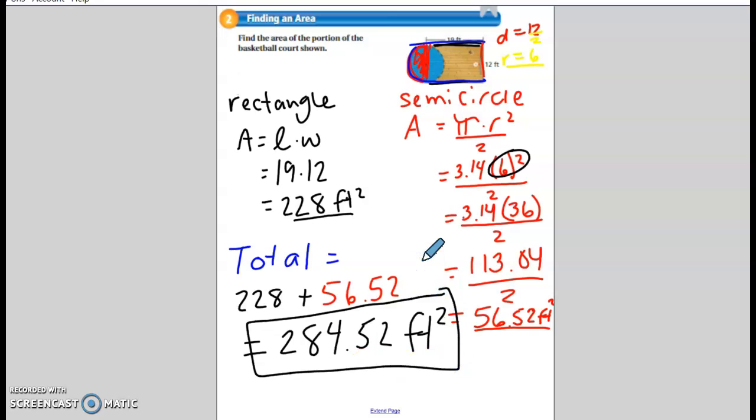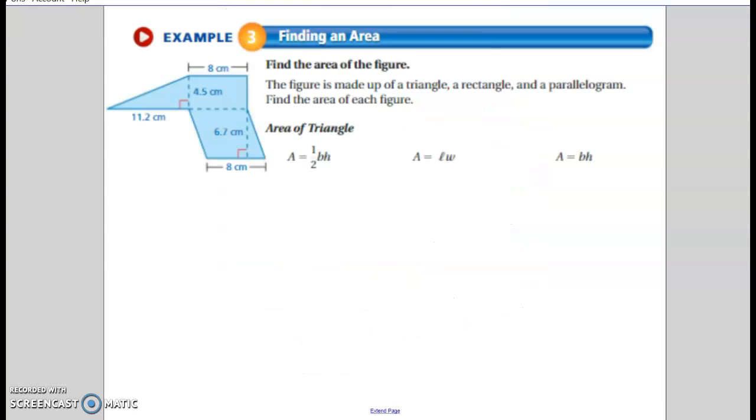So just use the shapes that you know and the formulas that you know to help you break it up into familiar pieces and add them back up at the end. I have one more example to show you that has multiple formulas to use, and this is going to be a good reference for you because it gives you the area of a triangle formula, it gives you the area of a rectangle formula here, and also just a parallelogram.